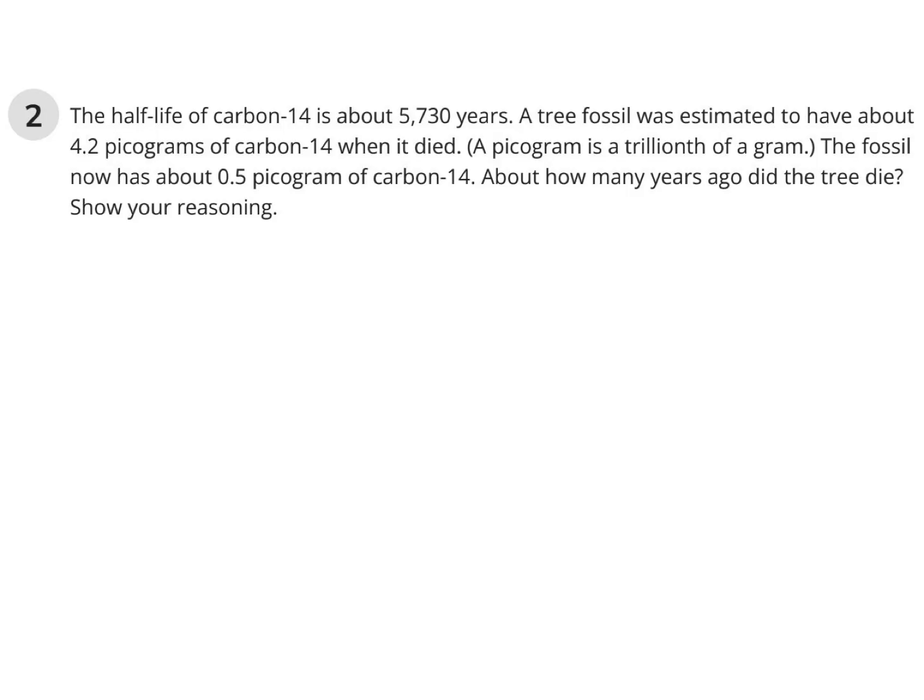Okay, the half-life of carbon-14 is about 5,730 years. A tree fossil was estimated to have about 4.2 when it died. It now has 0.5. About how many years ago did the tree die? All right, so what we're going to do is look at 0.5. That's the answer we're looking for. I'm going to take it out to 4 numbers, so I'll just put 3 zeros at the end of it. So 4.2 is our original amount. It says half-life, so that's our rate of change. And then x over 5730, where x stands for time.